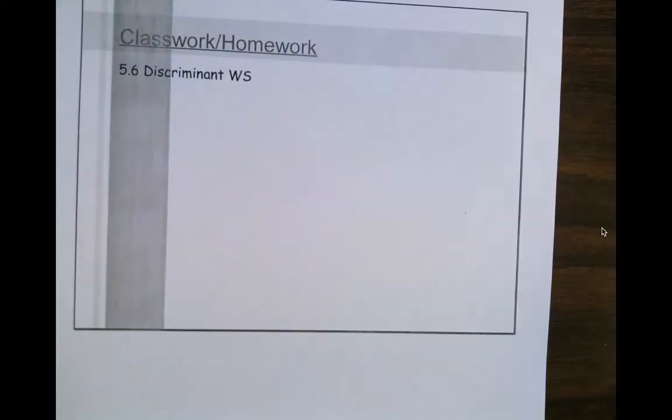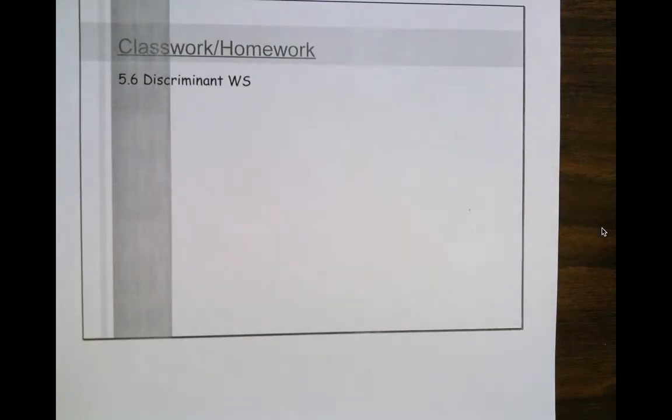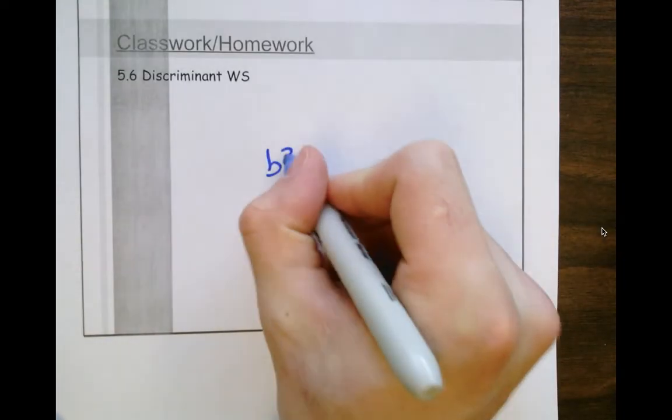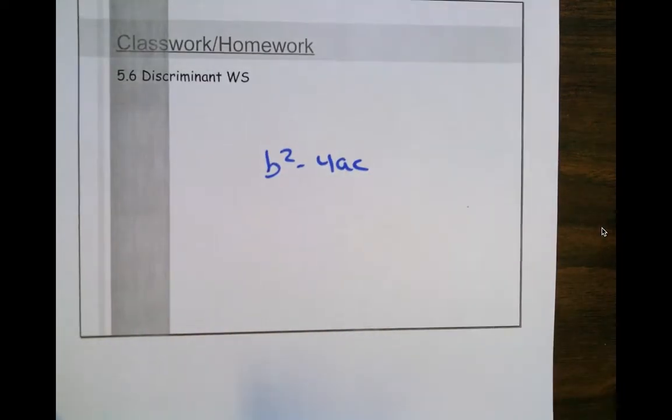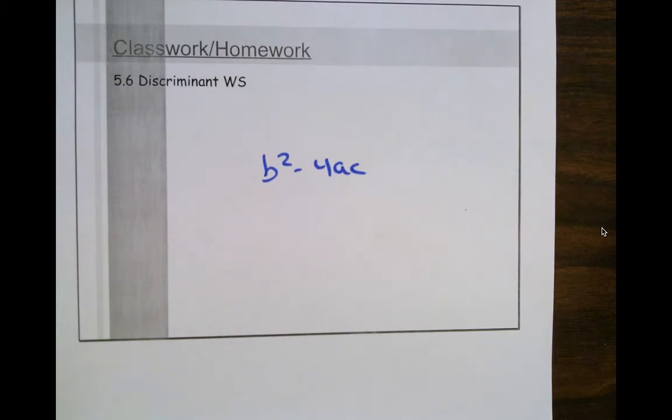Now, for the rest of the period, what I want you guys to do is work on the homework worksheet. It's going to be just practicing the discriminant using b squared minus 4ac to identify how many solutions we are going to have and what kind of solutions they are going to be. Give it a try.